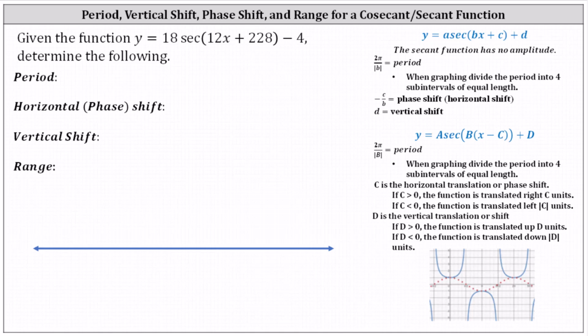Given the function y equals 18 times secant of the quantity 12x plus 228, minus 4, we want to determine the period, horizontal shift, vertical shift, range, and also sketch the graph over one period. Notice the given form is in the expanded form. We normally use the form shown below, where the input for the secant function is in factored form.